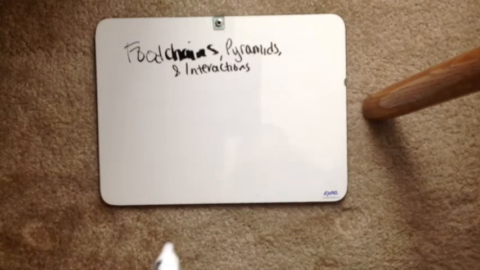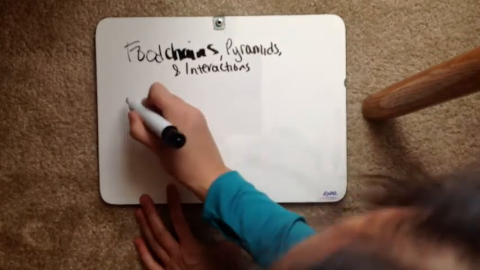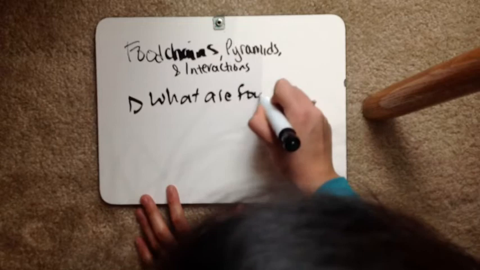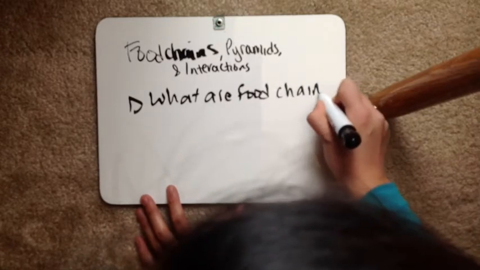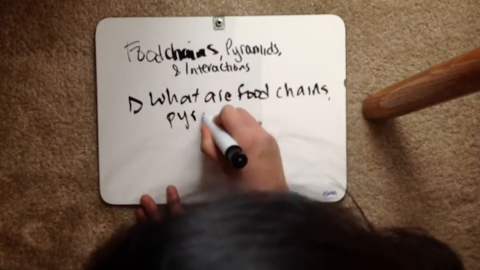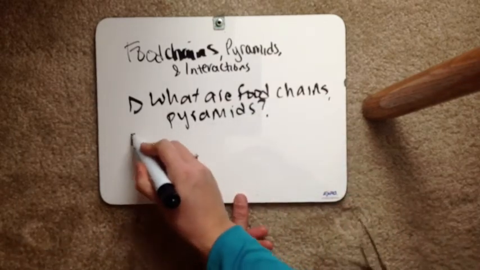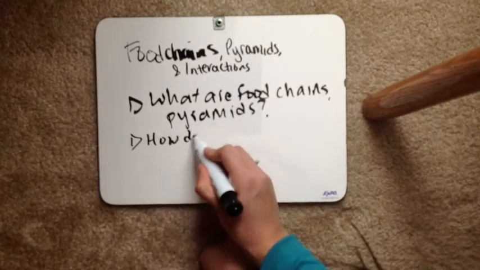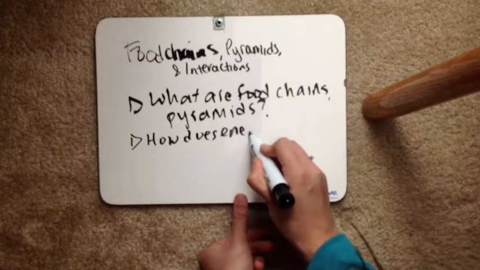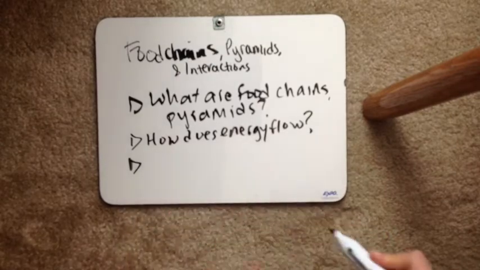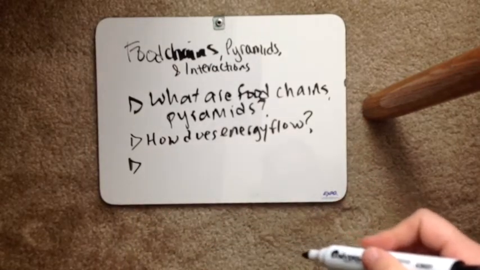Hi, so today we're going to talk about food chains, pyramids, and interactions. So our objectives for today are: what are food chains and pyramids? We're also going to look at how energy flows, and lastly we're going to look at how organisms interact.